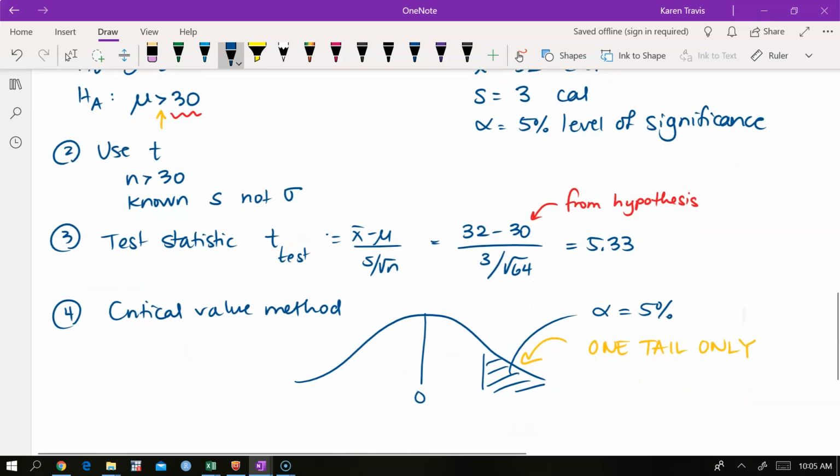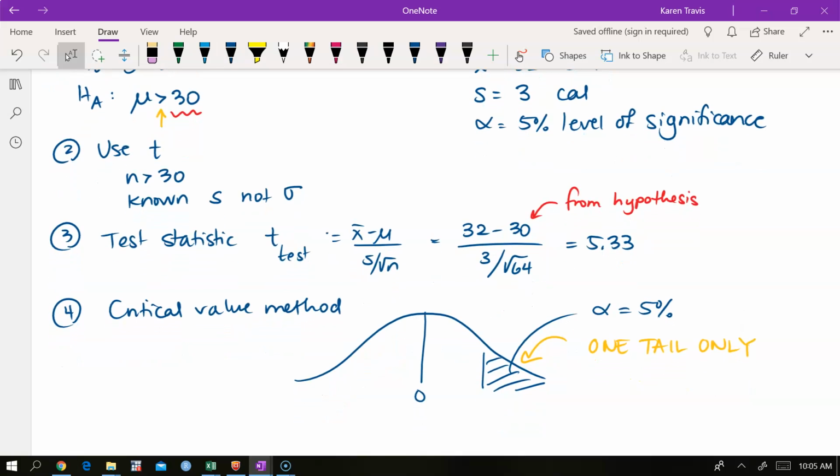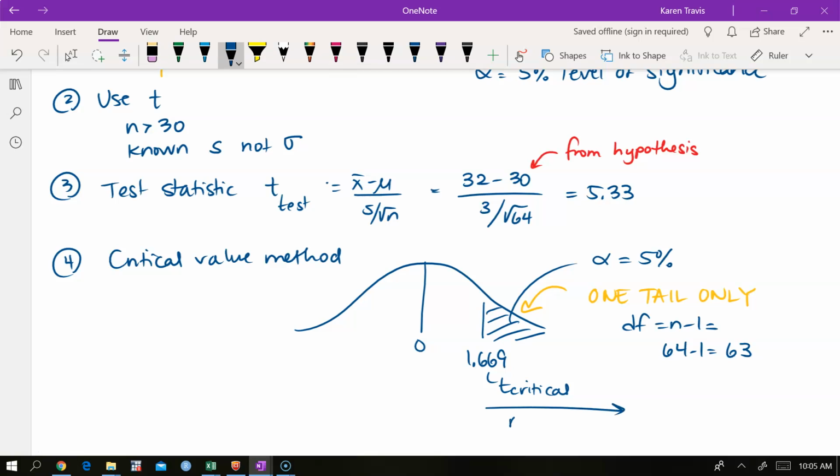So if it's one tail only, what we're going to do is make the whole tail the level of significance, and that means I need to use my t-table, look at a 5% column, and I'm going to use degrees of freedom of 64 minus 1, or 63 degrees of freedom. So when I look at 63 degrees of freedom, my critical value is going to be 1.669, and critical value is always the beginning of the rejection region, because it's the standard of proof that I need to make my decision.